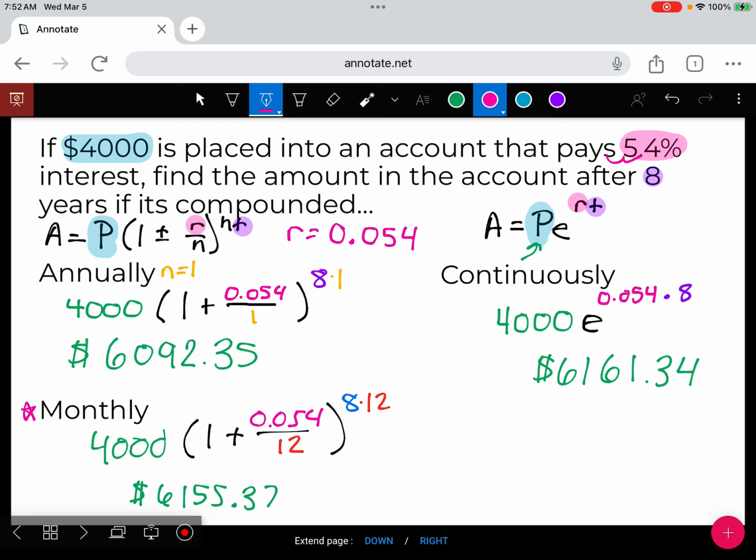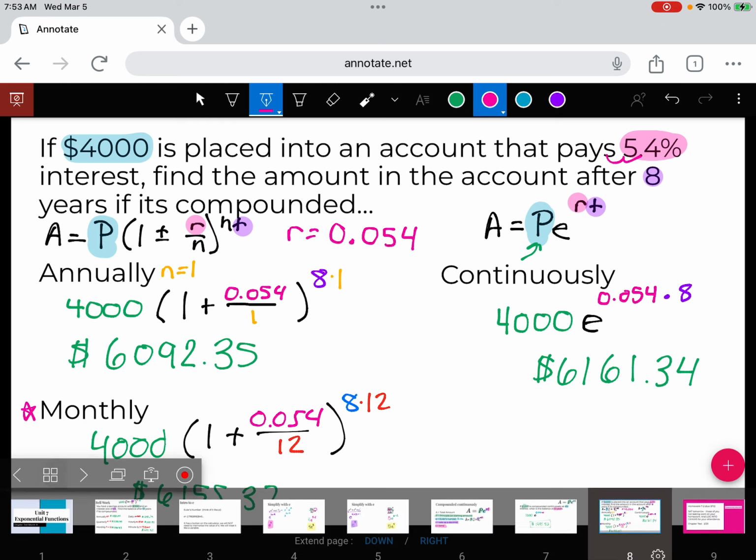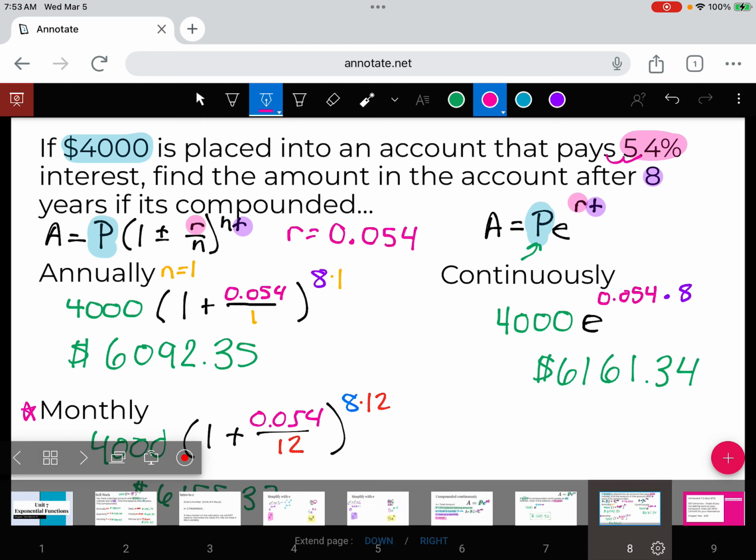But this is one of those things that, once we get the hang of it, it's not awful. We can do it. It's just getting used to that equation and using that E button on the calculator. Okay?